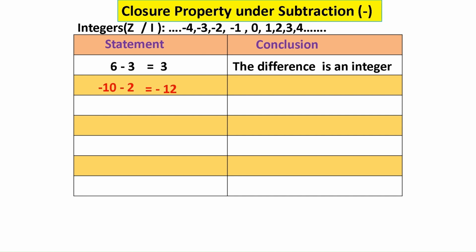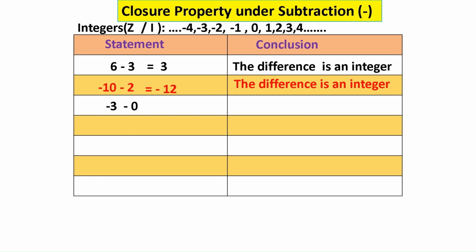Next, minus 10 and minus 2. Minus 10 is also an integer, minus 2 is also an integer. So here we get minus 12. Here minus 10 is one of the integers and plus 2 is one of the integers, but the operation is a minus. So we get only minus 12. So the difference is also an integer.